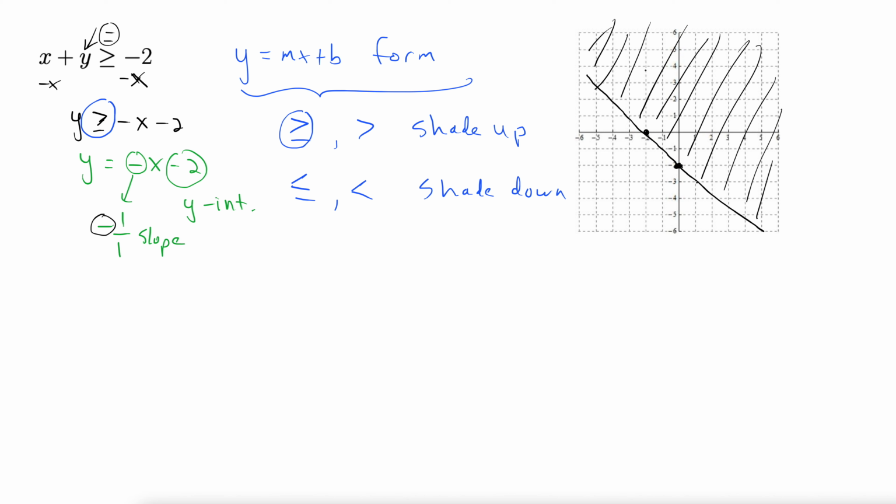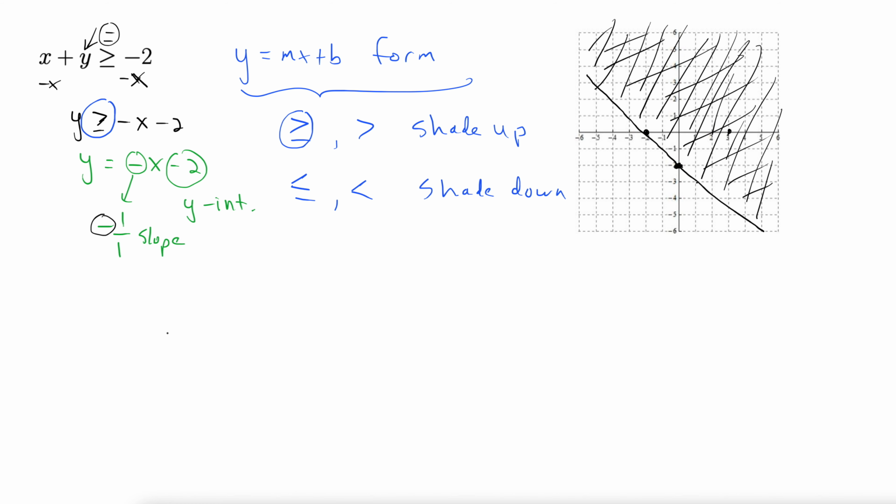So any point that lies in this shaded region is part of the solution set. So maybe 3, 0. We could plug it in and test it. Is 3, 0 part of our solution set? Well, I plug in 3 for x, 0 for y. 3 is indeed greater than negative 2, so that would be in there. So the shaded region represents all the points, all the ordered pairs for which this inequality holds true.